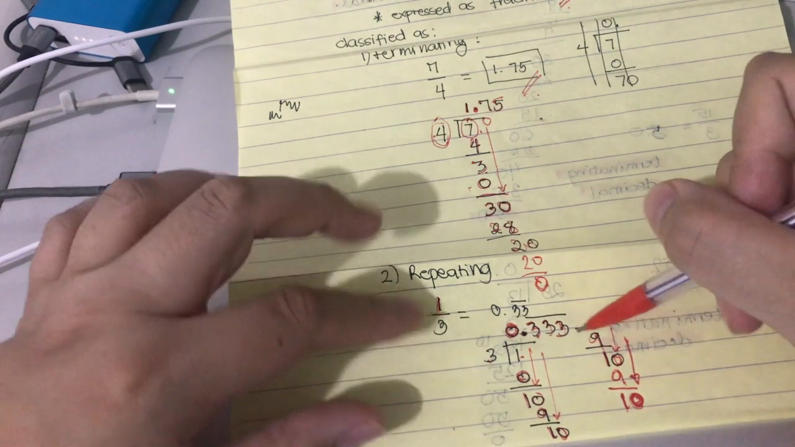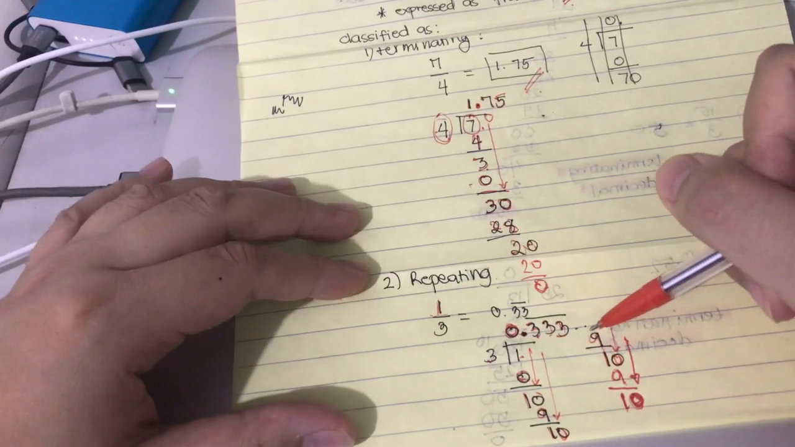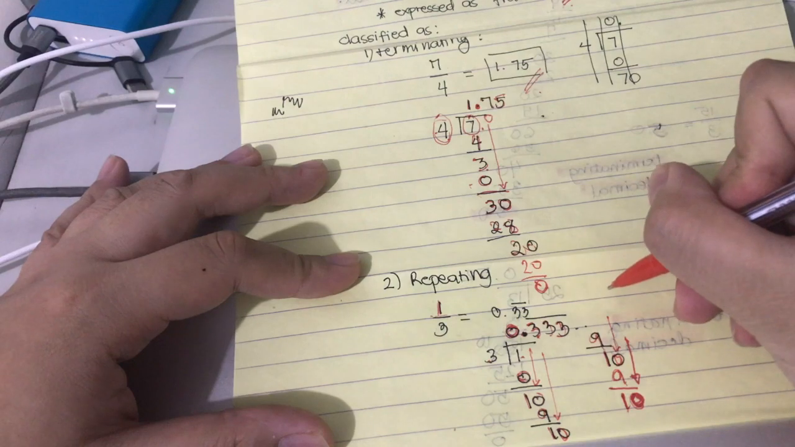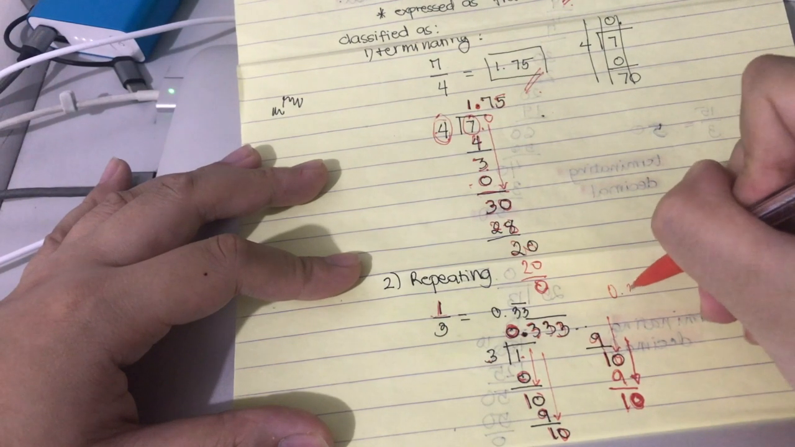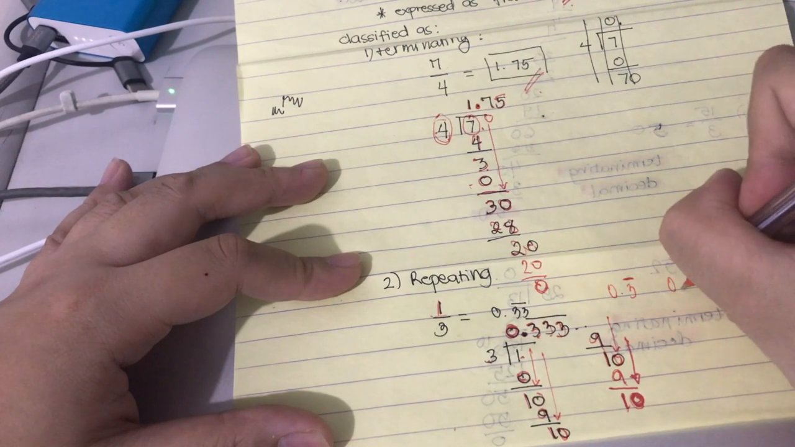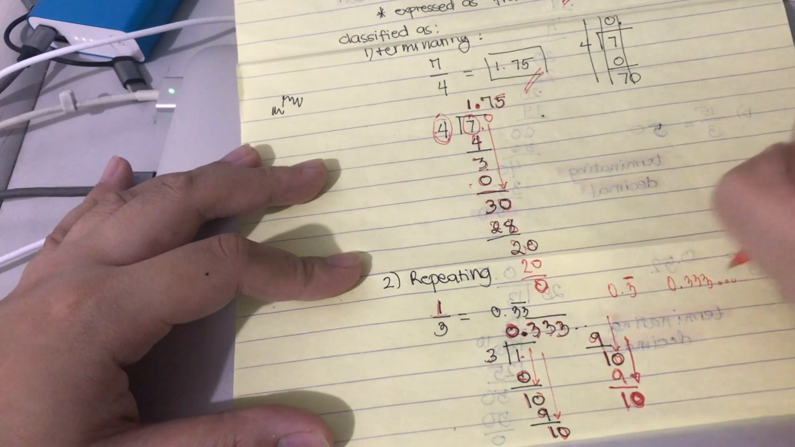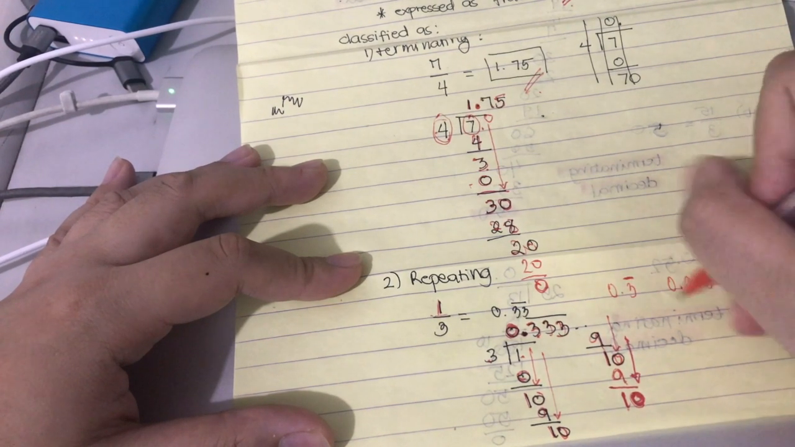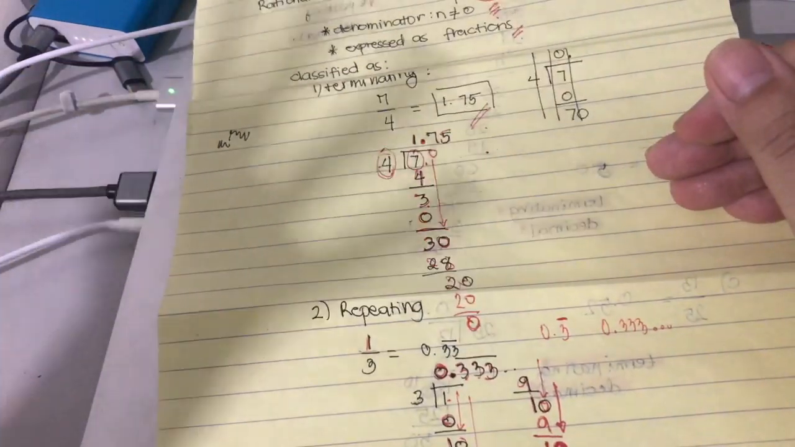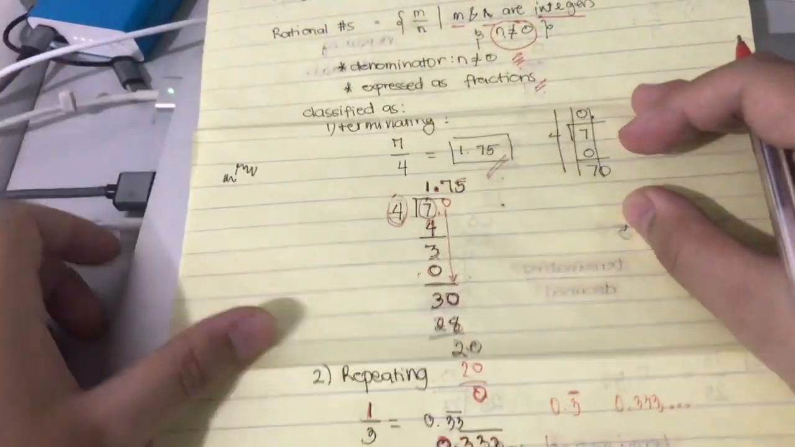But as you can see, the numbers are repeating. When you denote a repeating pattern, you just put a bar sign at the top, or you can write 0.333 and then 3 dots to say that this is a non-terminating rational number. So repeating numbers are non-terminating rational numbers, while terminating numbers are terminating.